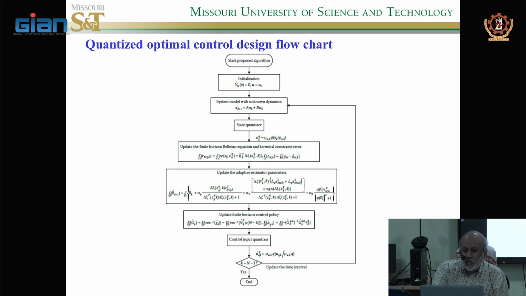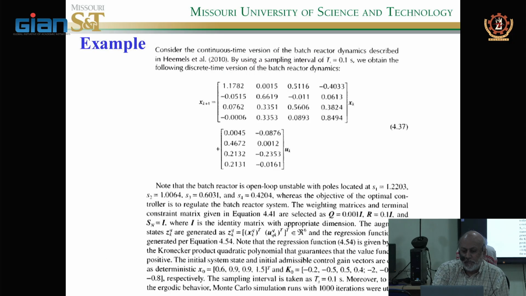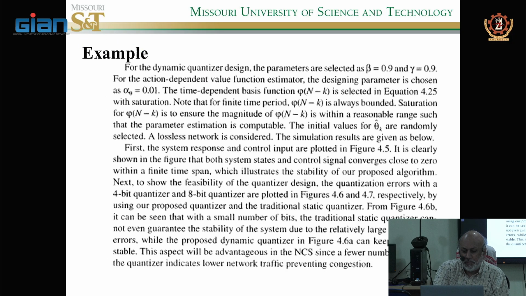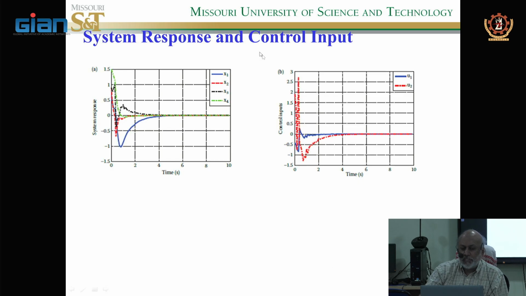All right, so the optimal control design flowchart. Here is the simulation. We have taken a discrete system, and for the quantized design, beta is 0.9, gamma is 0.9, alpha is 0.01. Now look at the results. The system response and control input pretty much converge. There are 4 states, and when the 4 states converge, the control input converges, right?